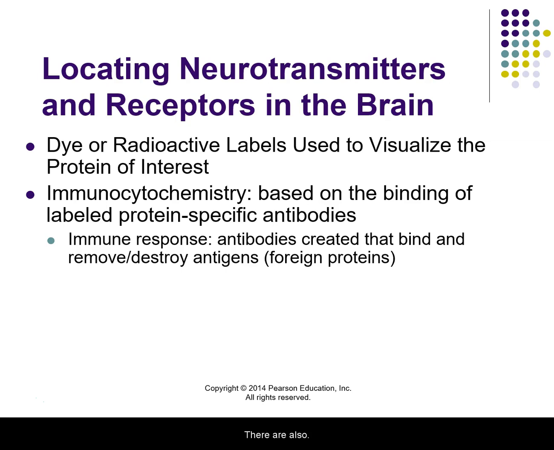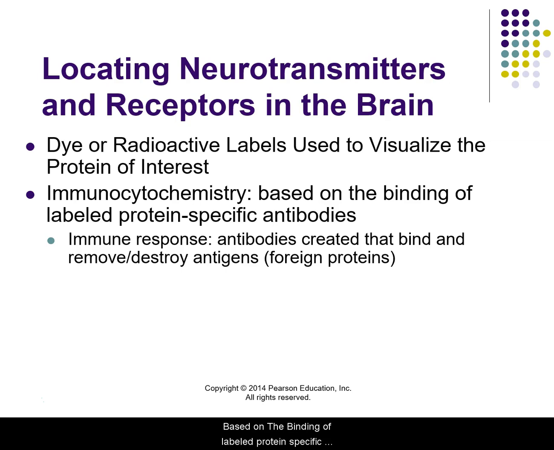There are also ways of locating neurotransmitters and receptors in the brain. Remember, we talked about those stains, Nissl stains, Golgi stains, that kind of thing. This is similar. Dye or radioactive labels used to visualize the protein of interest. The term here is immunocytochemistry.